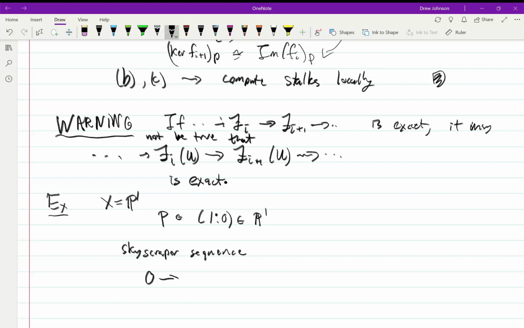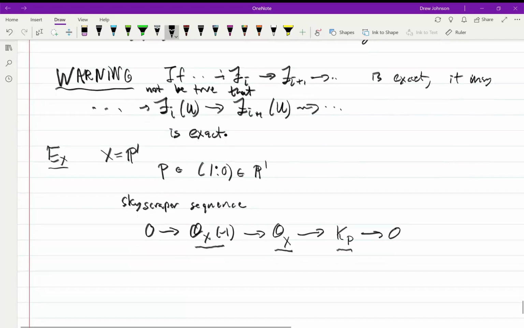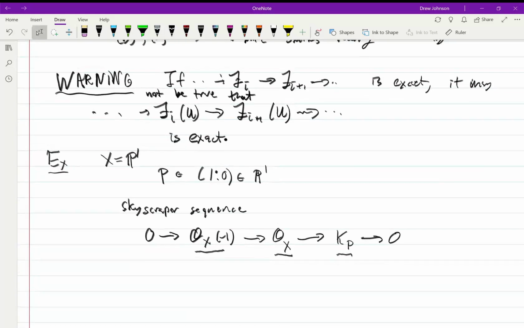0 maps to O_X(-1), mapping to O_X, mapping to K_P, mapping to 0. All right, so this here is the twisting sheaf. This is the structure sheaf, or you can think of it as a twisting sheaf twisted by 0. And this here is the skyscraper sheaf with the field K concentrated at the point P. And so what is the map here?